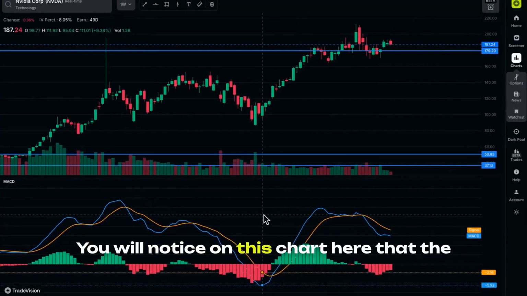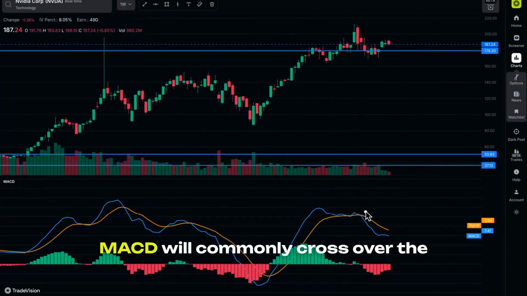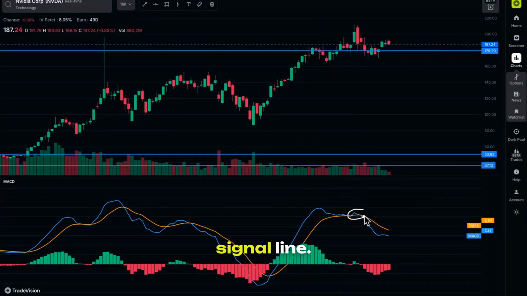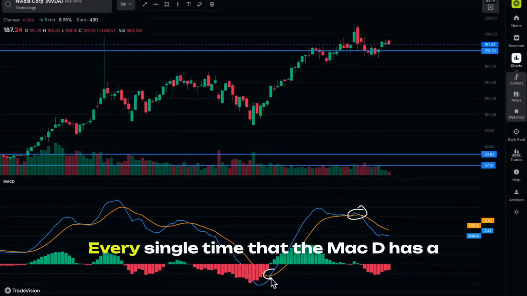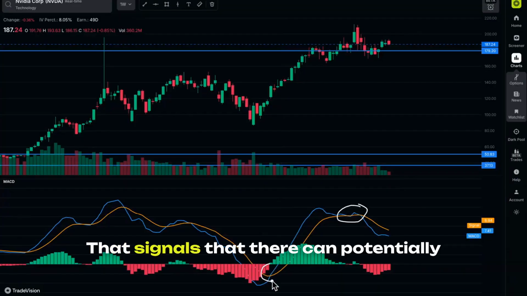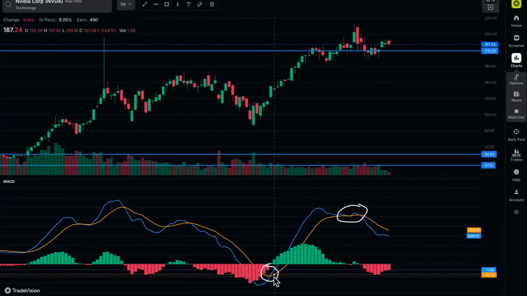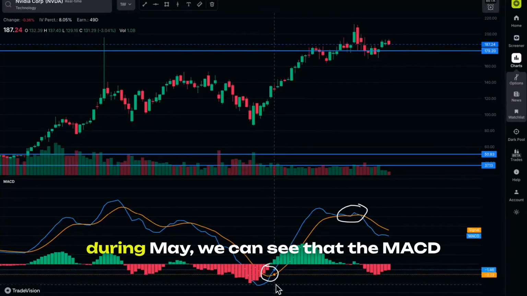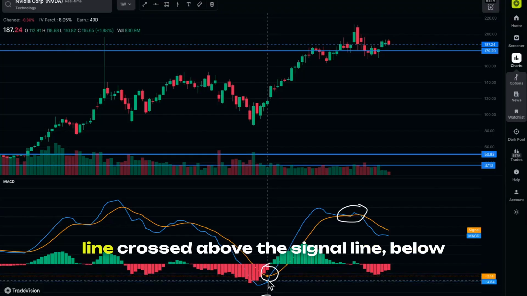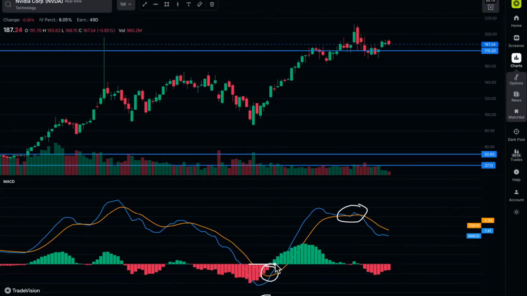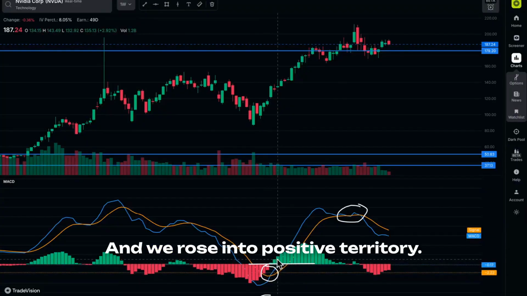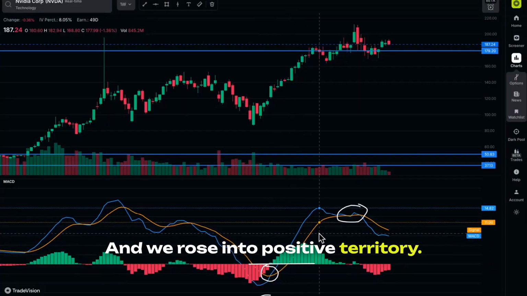You will notice on this chart here that the MACD will commonly cross over the signal line. Every single time that the MACD has a crossover, that signals that there can potentially be a change in trend. For example, right here during May, we can see that the MACD line crossed above the signal line, below the baseline of 0, and we rose into positive territory.